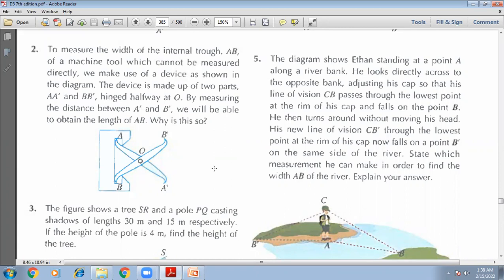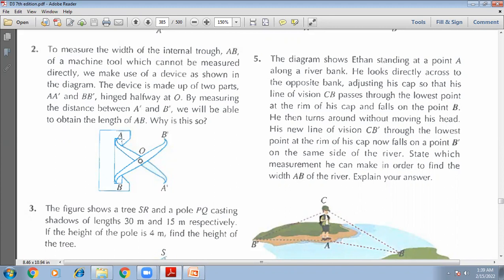Why is this so? Okay, so here we have that tool, and this point O bisects the length AA prime, and this point O bisects the length BB prime. So it means OA is equal to OA prime, and it means that OB is equal to OB prime.